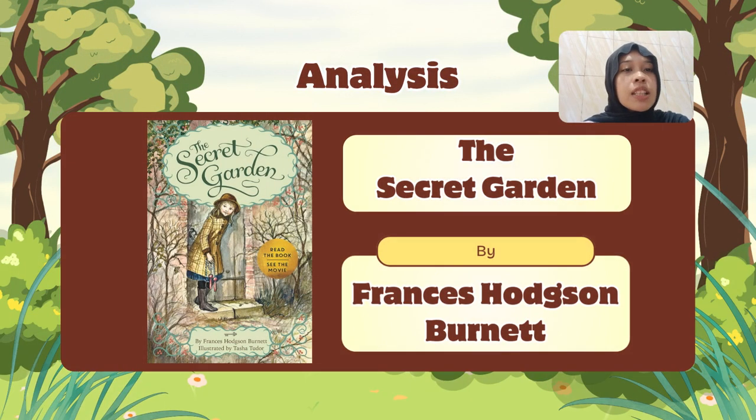Okay, after explaining the theory, this part is the analysis. The sentences in this section are taken from The Secret Garden by Frances Hodgson Burnett. The purpose of this analysis is to identify which part of the sentence is the dependent clause and which part is the independent clause.